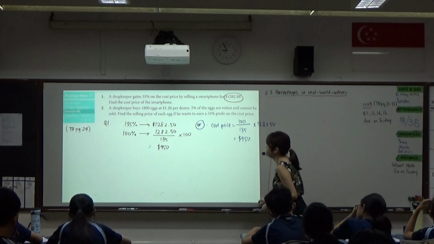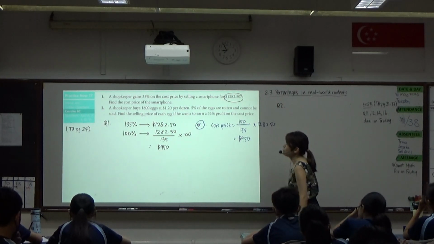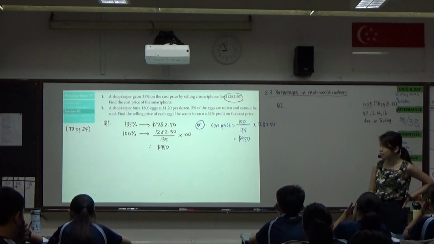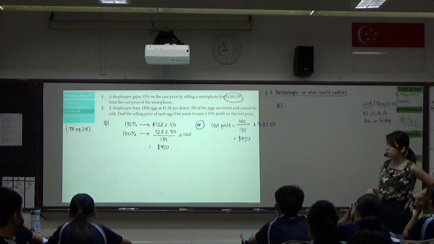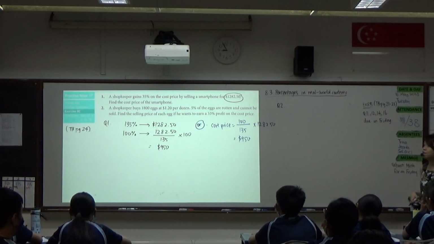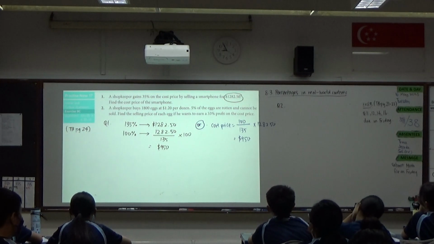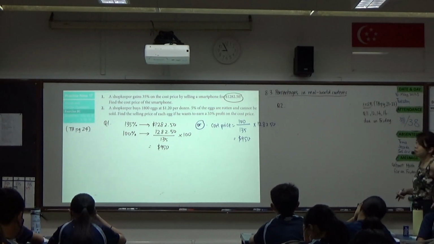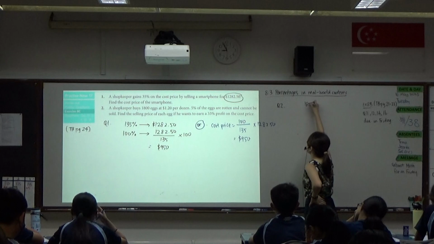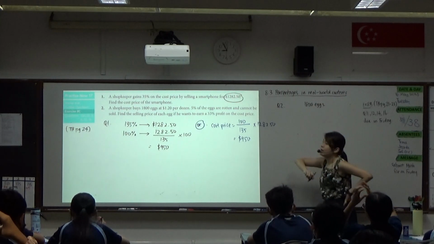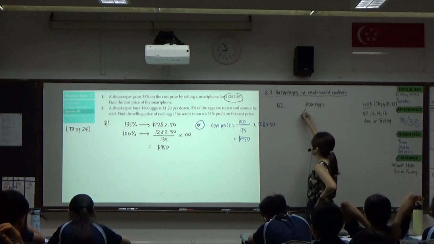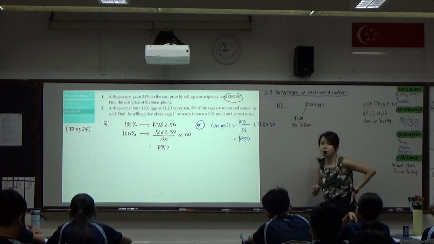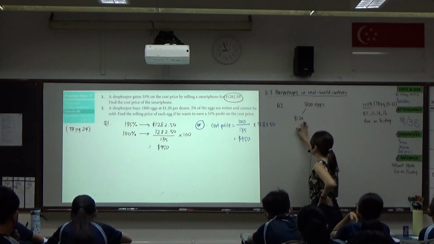One last question. Question 2. A shopkeeper buys 1,800 eggs at $1.20 per dozen. 5% of the eggs are rotten and cannot be sold. We want to find the selling price of each egg if he wants to earn a 33% profit on the cost price. So there are 1,800 eggs, and it is being bought at $1.20 per dozen. What does a dozen represent? 12, right? So 12 eggs.